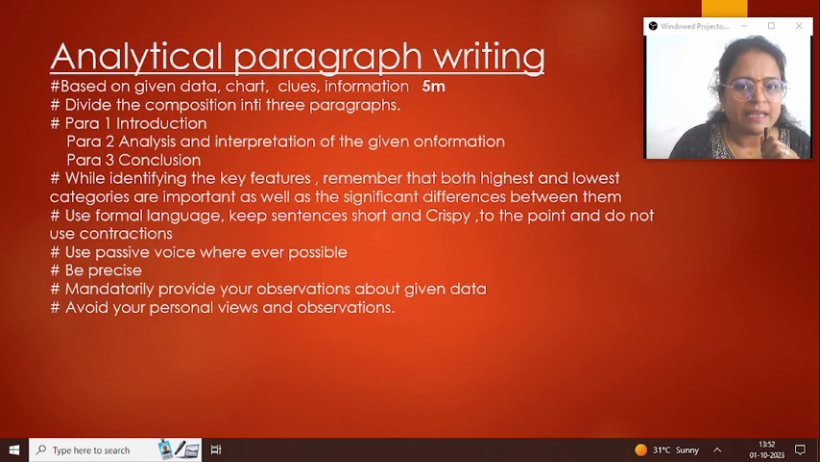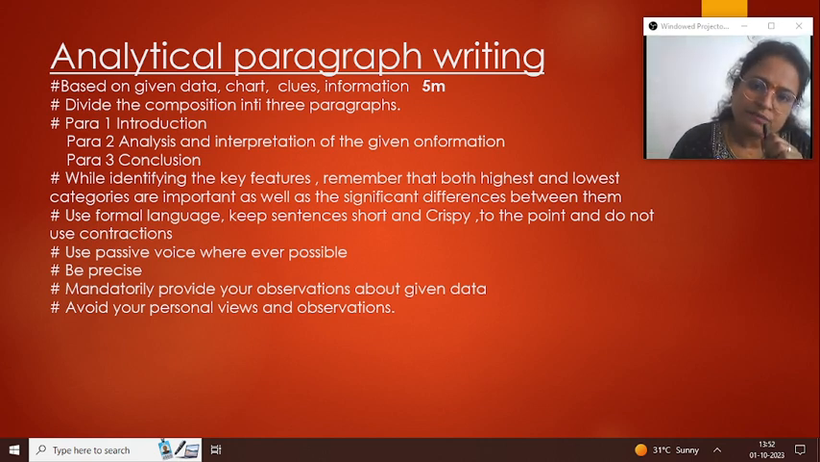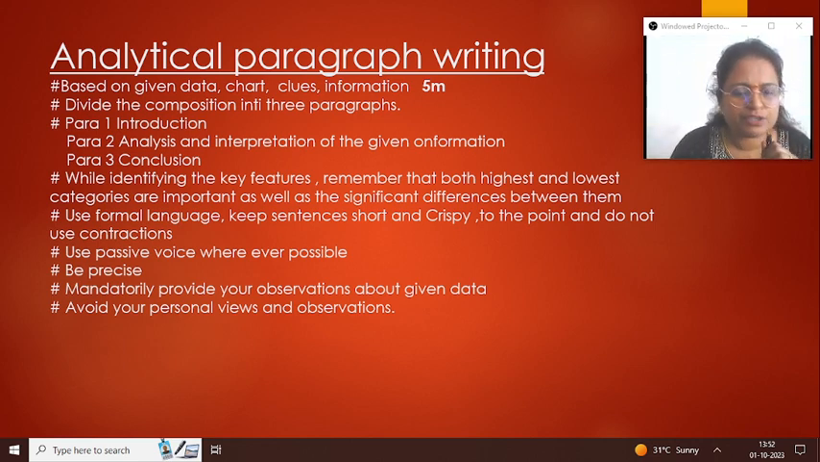Next we move towards analytical paragraph writing, which is based on given data, chart, clues, information, etc., which also comes for 5 marks. Divide the composition into 3 paragraphs. Para 1 should be the introduction, para 2 the analysis and interpretation of the given information, and para 3 the conclusion. While identifying the key features, remember that both the highest and lowest categories are important, as well as the significant differences between them.